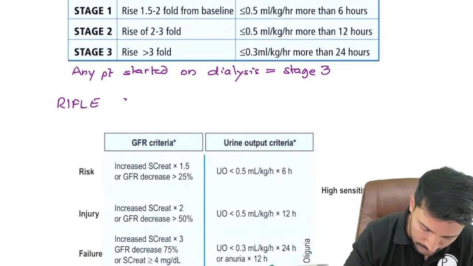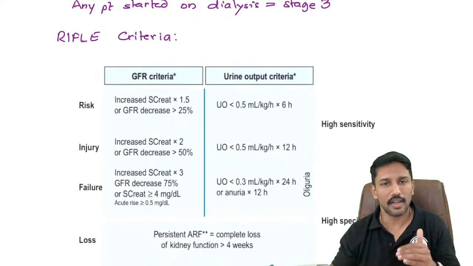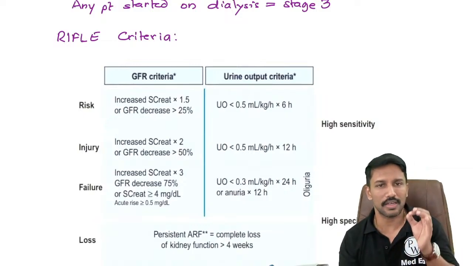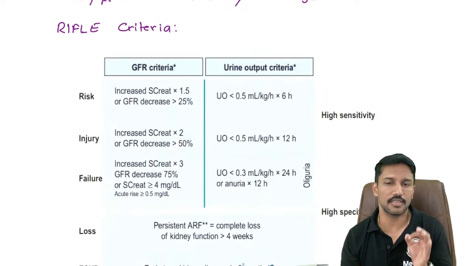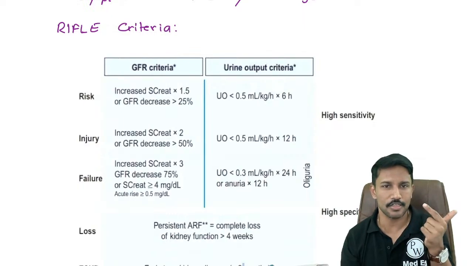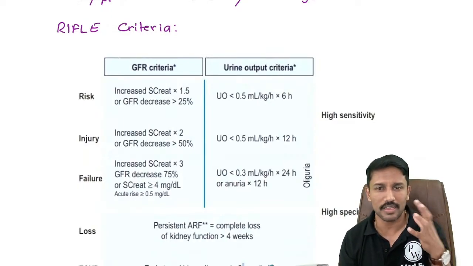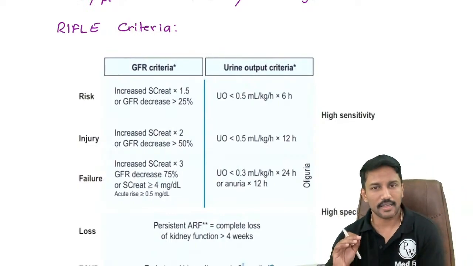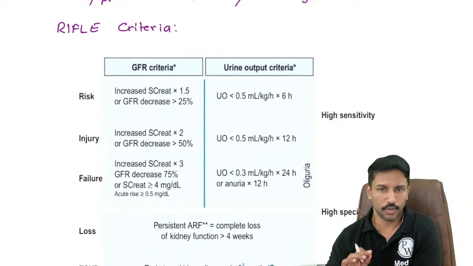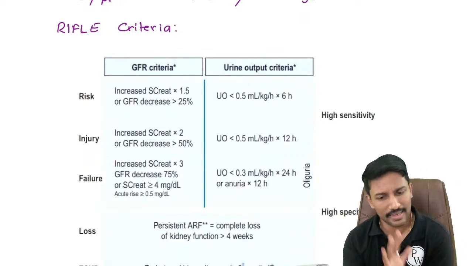RIFLE criteria. So you should be writing both the KDIGO staging and the RIFLE criteria. Here, RIFLE itself is a mnemonic which stands for risk, injury, failure, loss, and end-stage kidney disease or end-stage renal disease. Risk, injury, failure, loss meaning renal loss, and end-stage kidney disease or ESRD. Okay. So here, the parameters we are looking at are not just the creatinine or urine output, but also the GFR. Again, easy to remember.